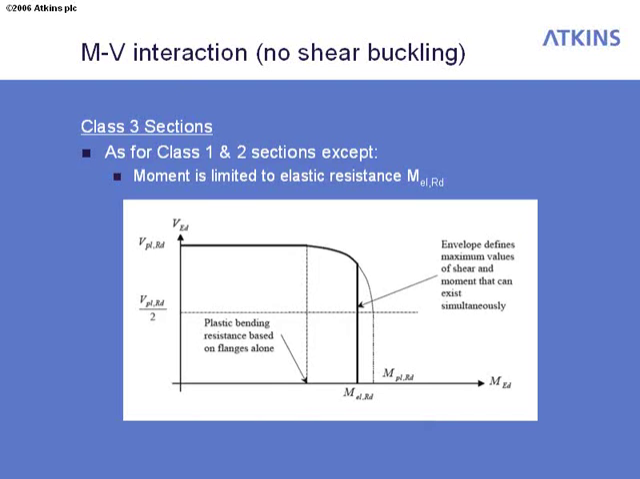If you had BS5400, the interaction would be basically draw a straight line between the plastic shear resistance point up there and the elastic moment resistance there, and you'd end up with a lot less allowance for interaction in that region there. And as I said, this has been proven through quite a lot of testing, so it is quite safe. And it's based on the work that's been done much more recently than when BS5400 was written.